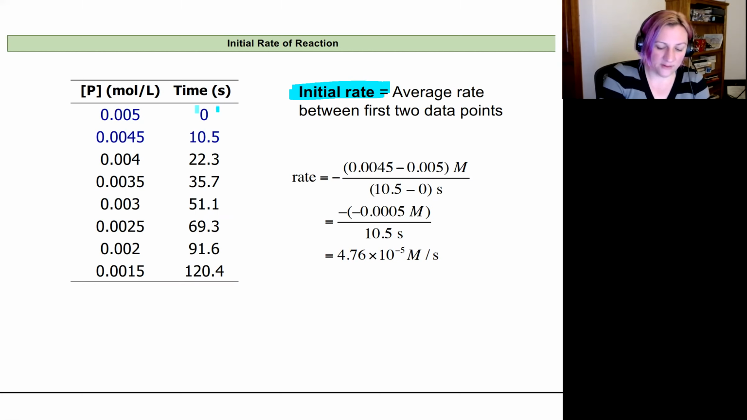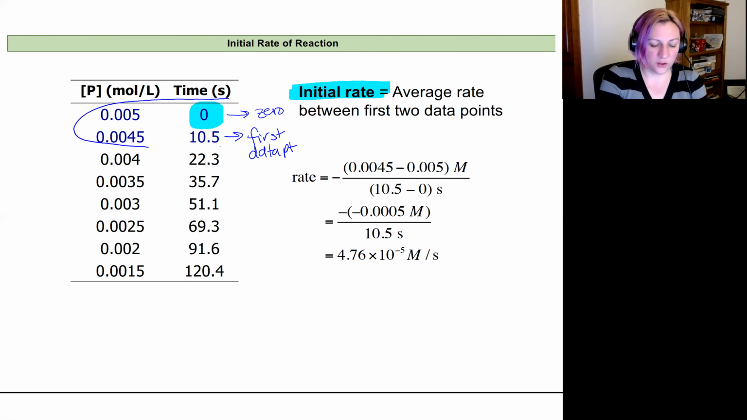So you always have your first one is going to be at time 0. And then it's your first data point, your first concentration that you measure. And so you're really just looking at those first two things, how quickly the reaction starts. And this will be the fastest rate of the reaction because it's going to slow down as we form products and we decrease the concentration of our reactants, limiting their opportunities to collide and form products. So we'll just take the first two data point average.